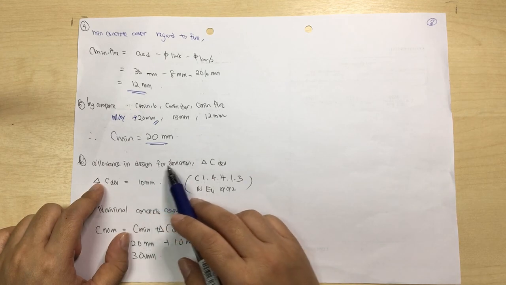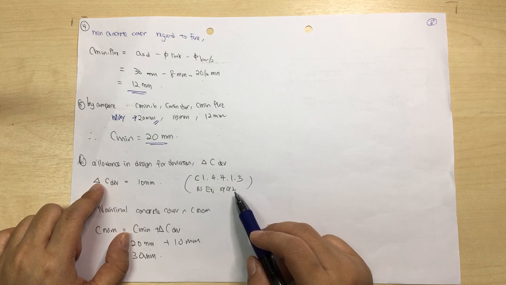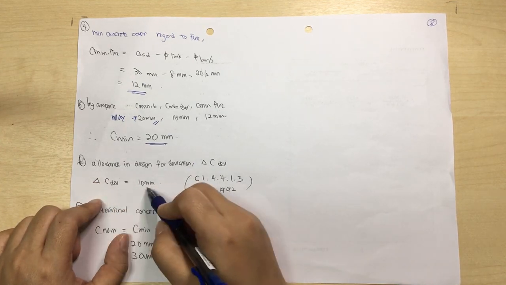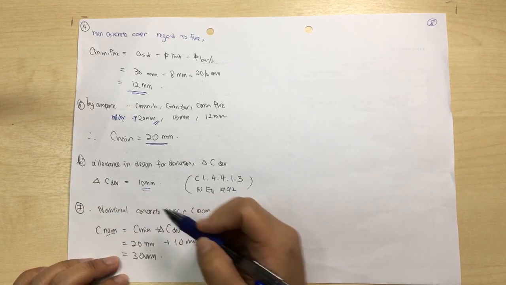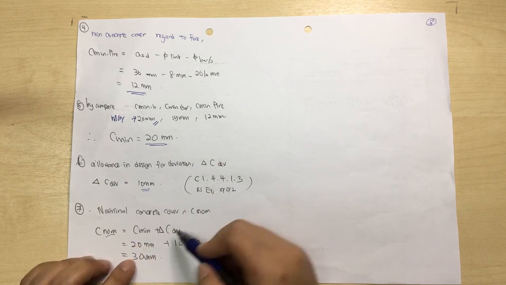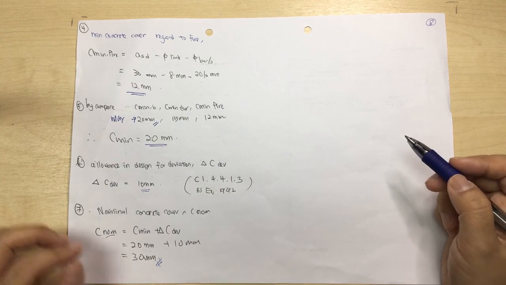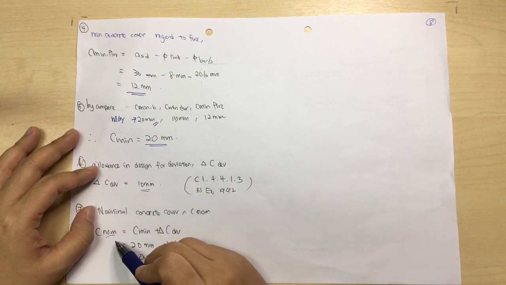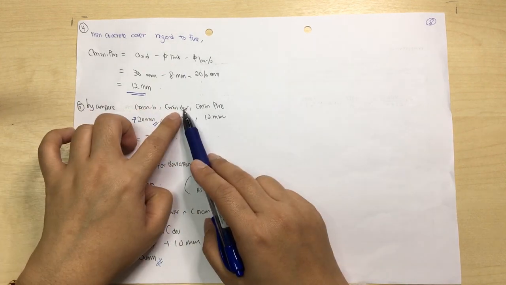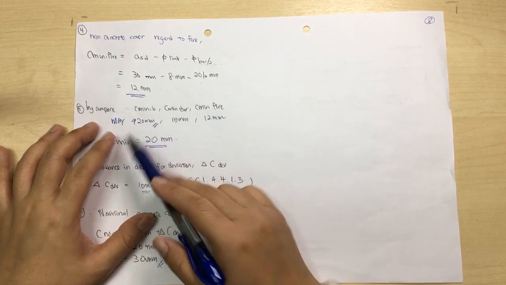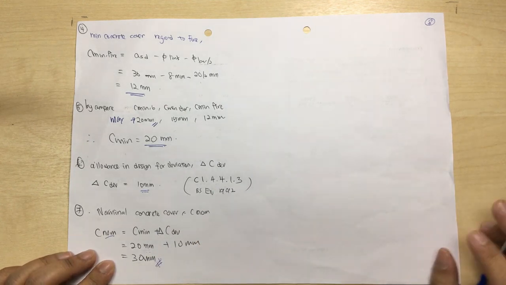And an allowance is designed for deviations. You can refer to 4.4.1.3 in BS EN 1992. So C deviation is 10 mm. So the nominal concrete cover, C nominal, is equal to C minimum plus C deviation. So it's 20 plus 10 mm, so it's 30 mm for your structure. So basically it's easy. You remember C nominal is C minimum plus C deviation. You need to have the C minimum for bond, durability, and fire. You compare the values and take the maximum, plus 10 which is from the C deviation, then you will get the C nominal value. Okay, so thank you for watching.